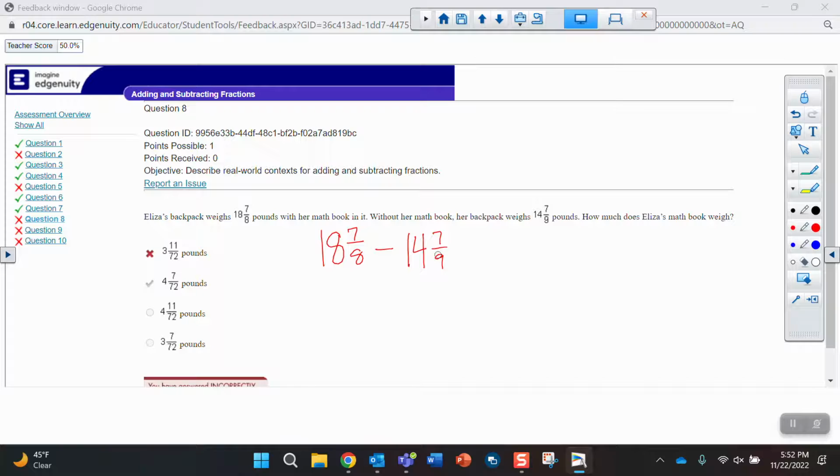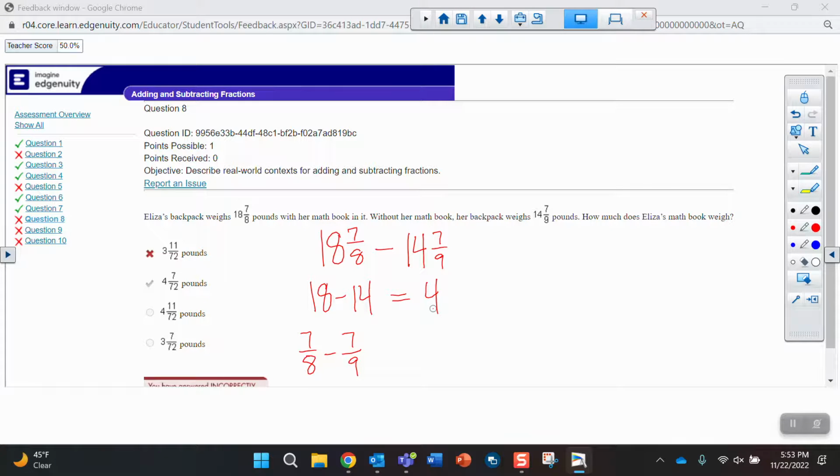With fractions here, do I have to borrow 7/8 and 7/9? I don't have to borrow. And these are pretty big numbers to be changing to improper fractions, so I'm going to work two different problems. I'm going to take 18 and subtract 14, and then I'm going to take 7/8 and subtract 7/9, because 7/8 is bigger than 7/9. Okay, so 18 minus 14 is 4.